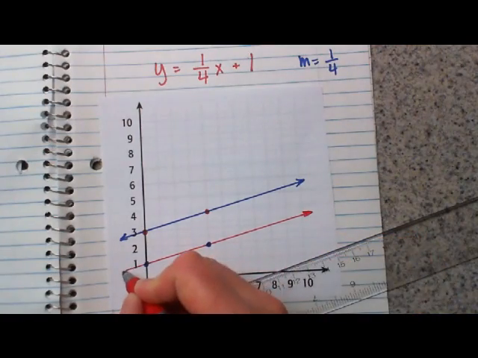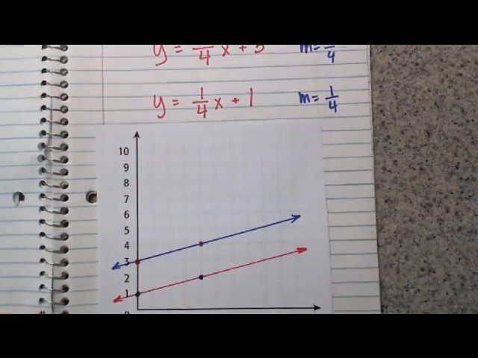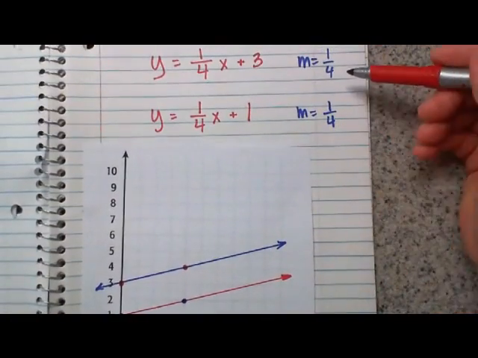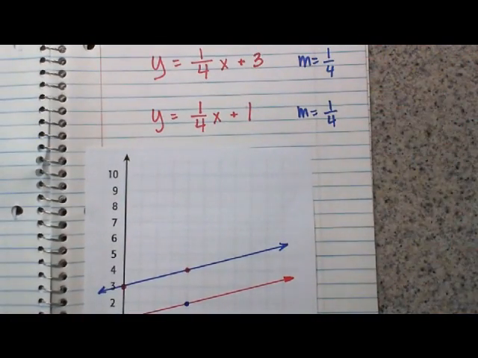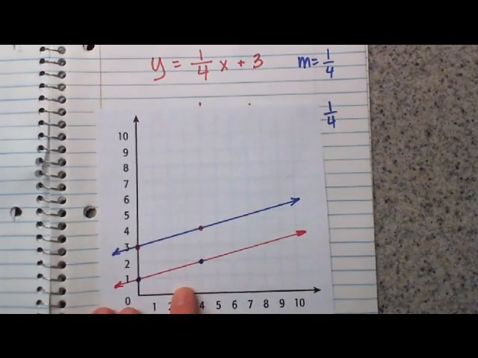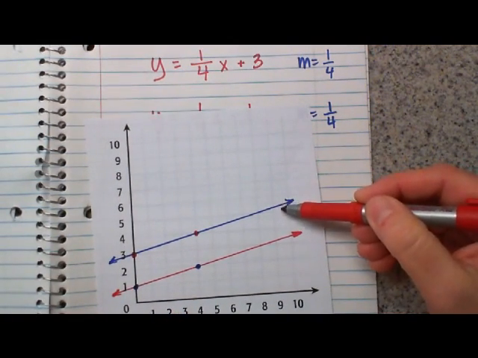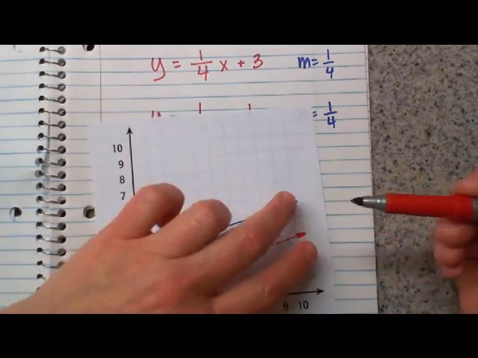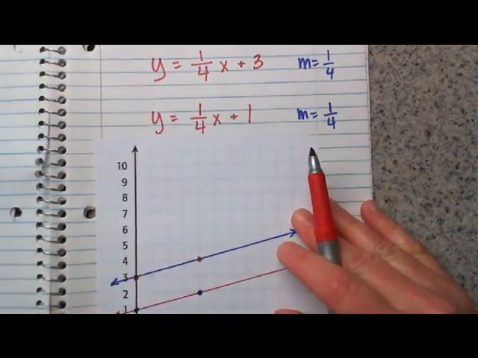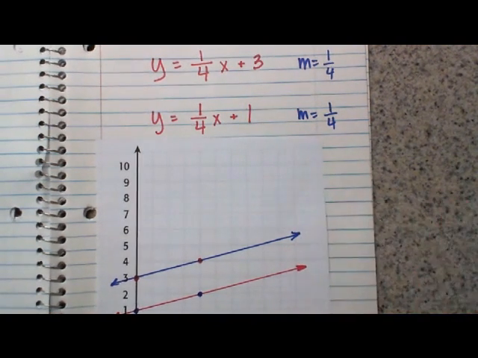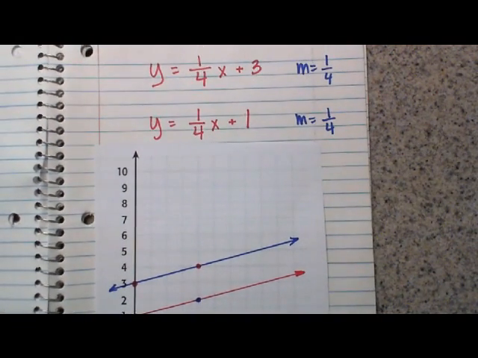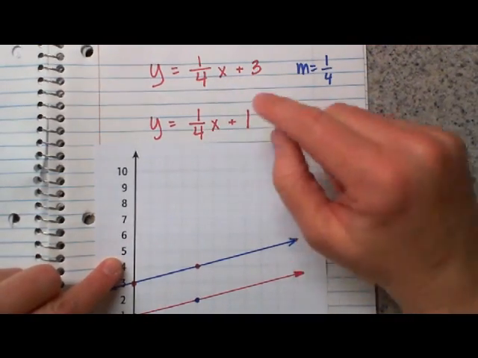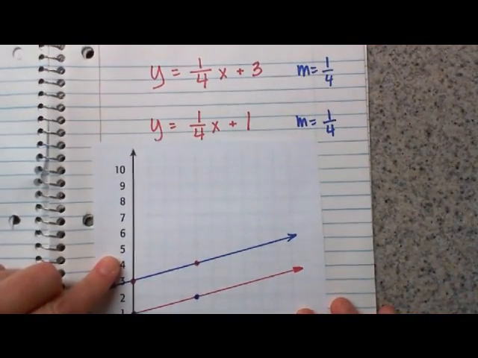Ooh, my lines are parallel. Check that out. That's what it means. So if two lines have the same slope, that means they are parallel, which means they are equidistant or equal distance apart, here and here and here and here and here, and forever. These two lines will never touch because they have the same slope. So they are parallel. Nifty. So the takeaway from this is that two lines that have the same slope are parallel.